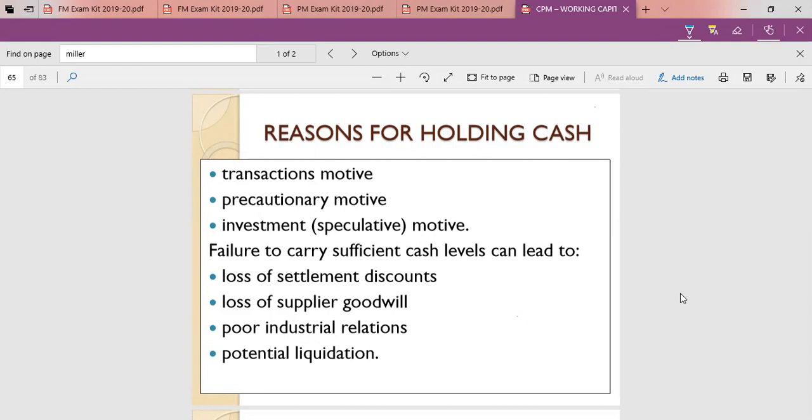Okay. Then failure to carry sufficient cash levels can lead to loss of settlement discounts. They cannot avail that. Loss of suppliers' goodwill, poor industrial relations, and potential liquidation problems. So, if they fail in the short run, that can lead to a failure in the long run as well. Just by not making the payments in the short run, does it result in that? Yes, it is a vicious cycle there.